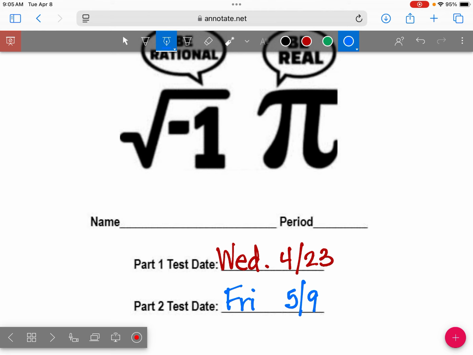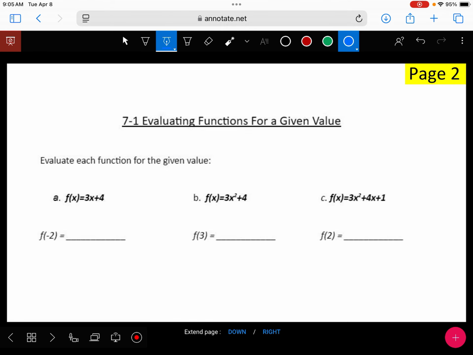So make sure you put your name on there, period 3. All right. So we're only working through page 2 today, which is why I said we'll be finished kind of early, which should give you a chance to finish up your homework and start homework 1.